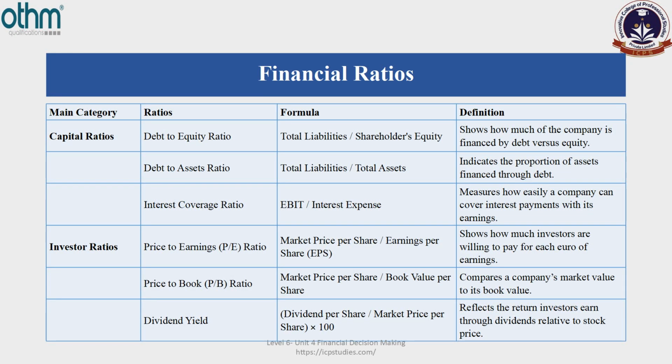Then we have the capital ratios, and we have three ratios: debt to equity ratio, debt to asset ratio, and interest coverage ratio. Debt to equity ratio basically shows how much of the company is financed by debt versus equity, and debt to asset ratio basically indicates the proportion of assets financed through debt, and interest coverage ratio basically measures how easily a company can cover interest payments with its earnings.